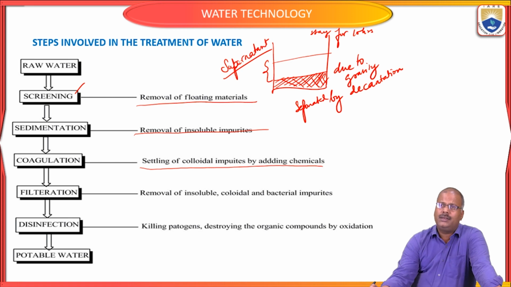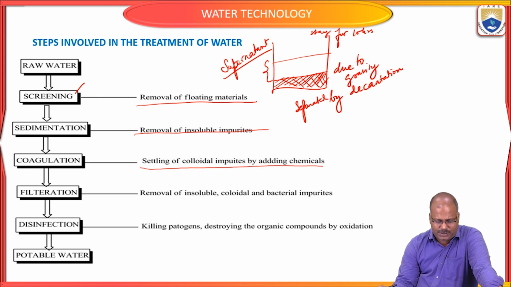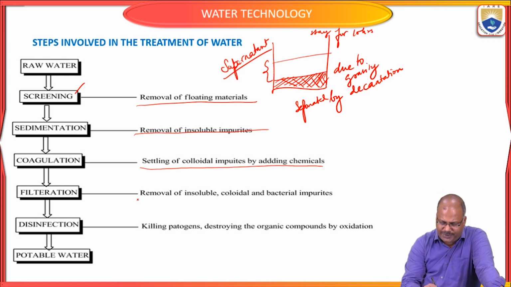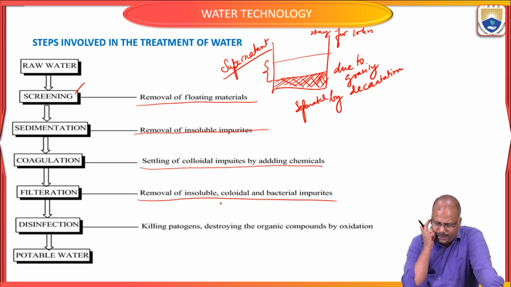Then we can filter the supernatant by removing the sedimented flocculants. Okay. So filtration is a very, very important step. Filtration is the removal of insoluble, colloidal and bacterial impurities. It is done in layers.